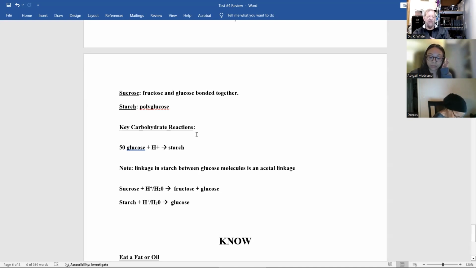So what does that mean? Well, if you take a lot of glucose and an acid catalyst, you'll make starch. And guess what another name for an acid catalyst is? Enzymes. Most enzymes are very fancy acid catalysts, but we don't get into that in our class. And like I said, the linkage is an acetal.